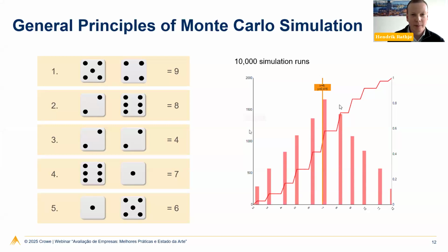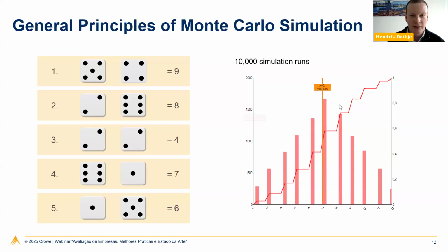The basic principle is quite easy. You just define a probability distribution, and then you aggregate those distributions to an output. The easiest case of this you can see here, which is dice. You roll 2 dice, and when you roll them once, you will have an output, for example, the first one here, 9, then 8, then 4, then 7, then 6. But you don't know what the most probable value is of those 2 dice.